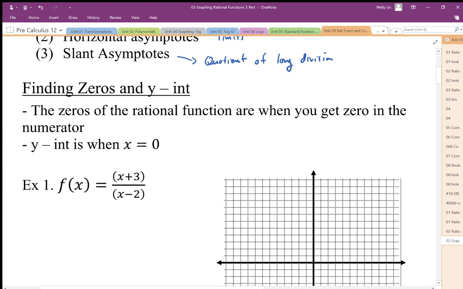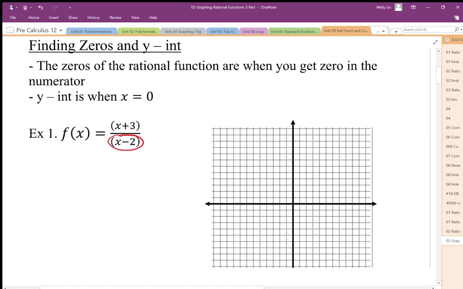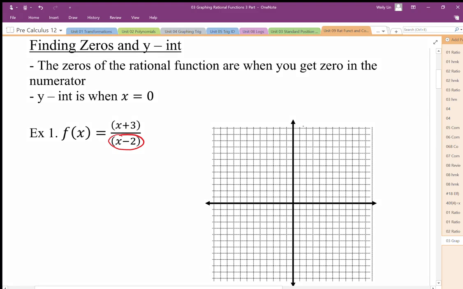So first of all, when we look at a function like this, we look at our restrictions. Our restrictions either give us a hole or an asymptote. That doesn't cancel, so that's going to give us an asymptote. So when we look at that, I'm going to draw my asymptote in.